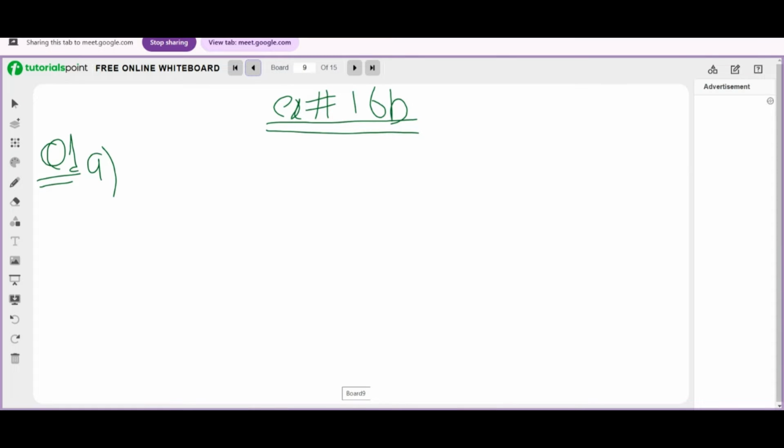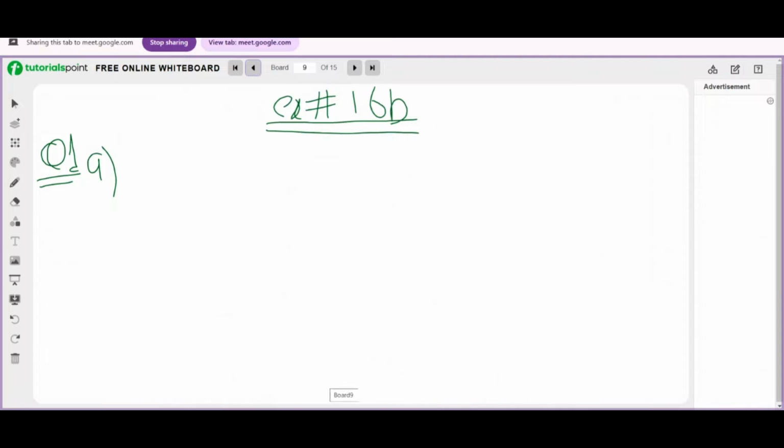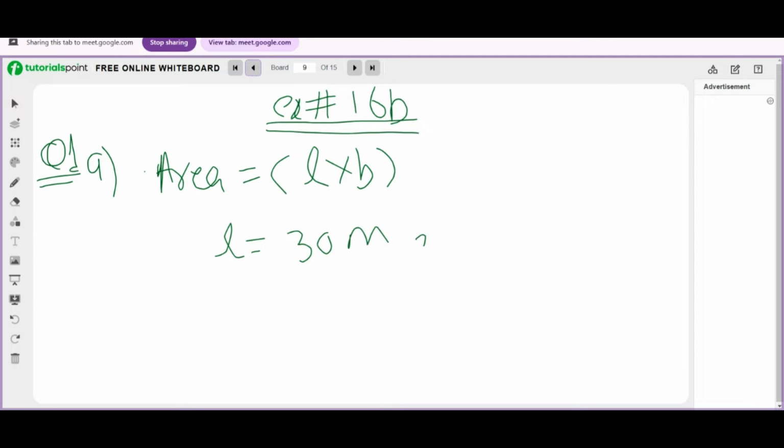Okay. So in the first question, part A, you have to find the area, and the sides are 20 centimeter and 30 centimeter. What is length and what is breadth here? The area is equal to length multiplied by breadth. Length is 30 meter and the breadth is 20 meter.